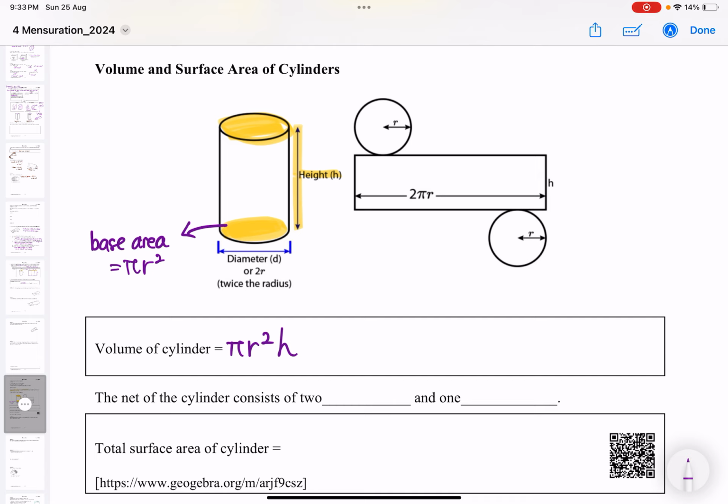Next, let us look at how to find the surface area of cylinder. So what is the surface area? Basically, we need to add all the areas together. Okay, so all the areas on the surface of the cylinder. So it's this part, and it will be this part, and of course the base. Now, what would this cylinder look like if I opened it up as a net?